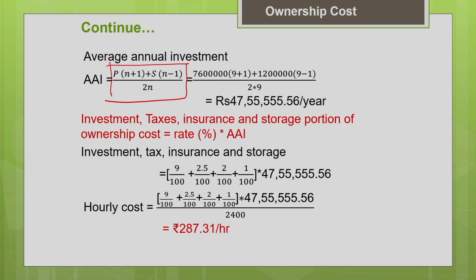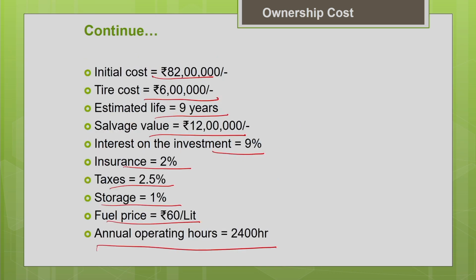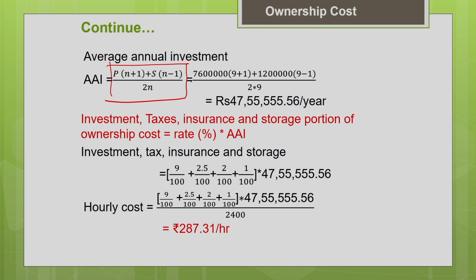So, P is nothing but 76 lakhs. Hope you know how to determine this 76 lakhs. The purchase price, the initial cost of the machine, is 82 lakh. The tire cost is 6 lakhs. So, 82 lakhs minus 6 lakhs gives you 76 lakhs.